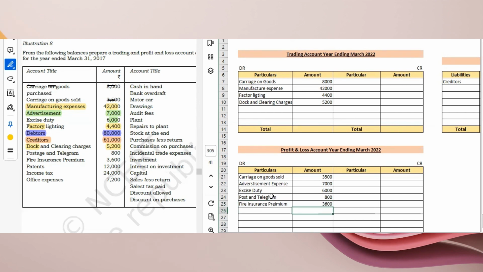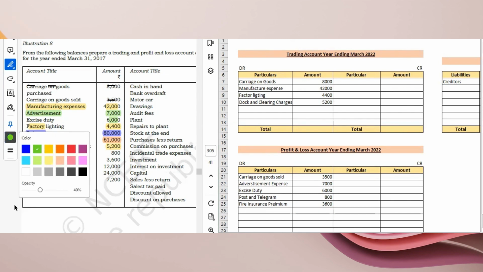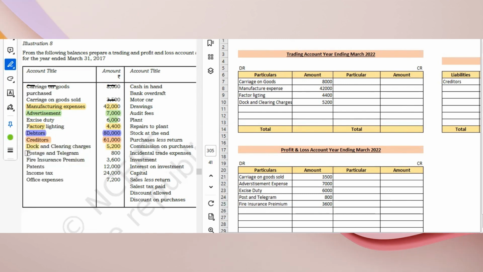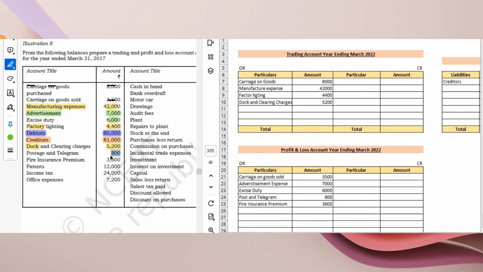Okay, then patent. Wait, first I will mark it up. Green. It's like green.